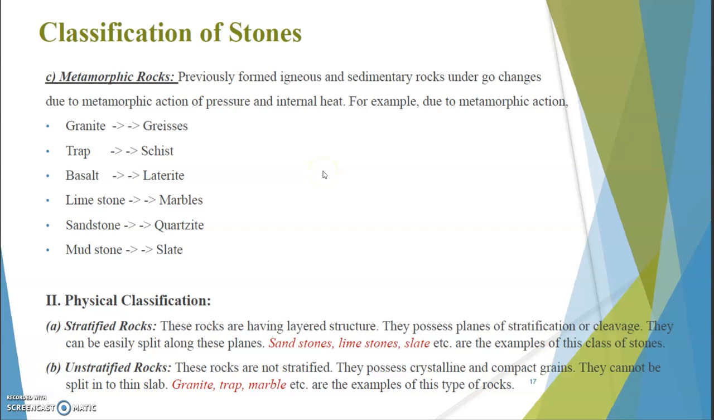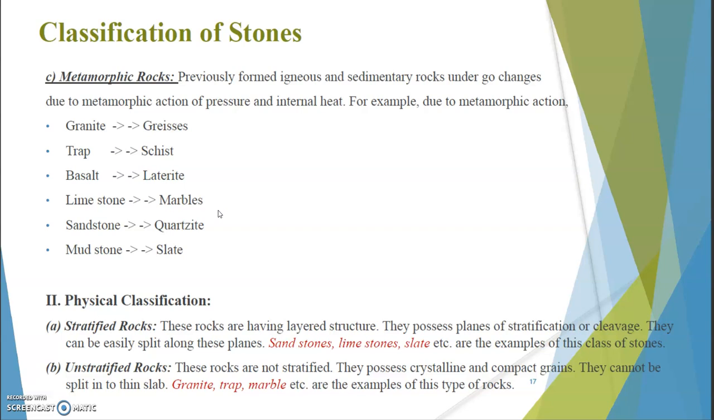So those are available under the ground surface, and they have been subjected to various changes of pressure and internal heat. So you should understand: trap becomes schist, and basalt becomes laterite. Limestone becomes marble. Understand marble, a very famous one.